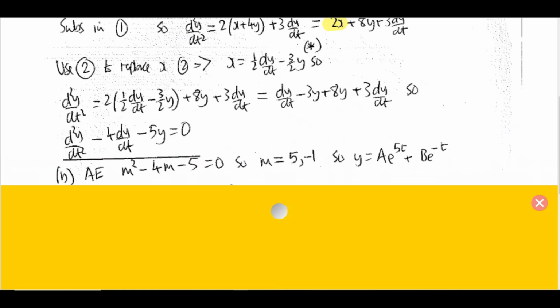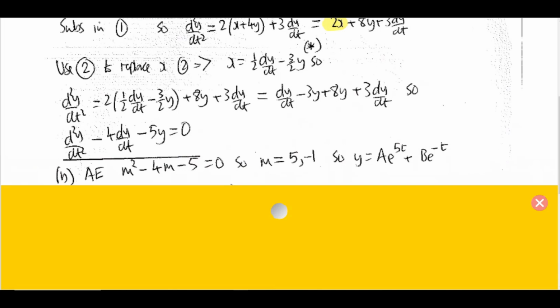Solving that, you can factorize it or use your calculator. You could have complex roots or repeated roots or distinct roots. This happens to have distinct roots. m is 5 and m is minus 1. And then writing down the general solution for y. So y is a e to the 5t plus b e to the minus t.